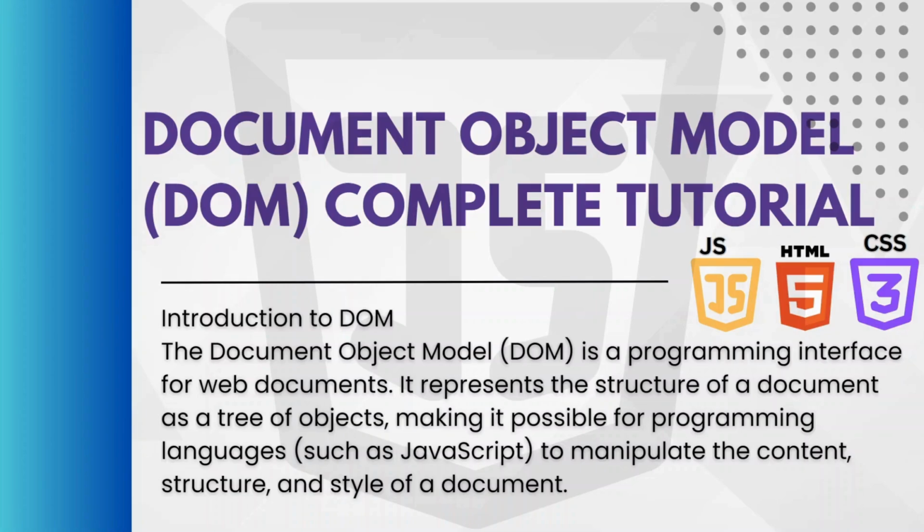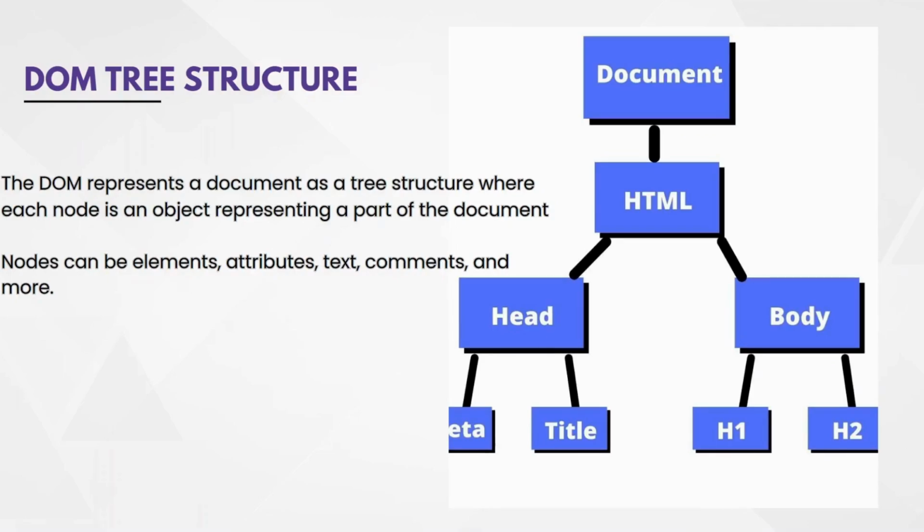What exactly is the document object model? It is a programming interface for web documents, and it represents the structure of a document as a tree of objects, making it possible for programming languages such as JavaScript to manipulate the content, structure and style of a document. We're going to learn how we can manipulate the design part of HTML or CSS and create a very good design. Further, we have a document object tree structure like document, HTML, head, meta, title and body.